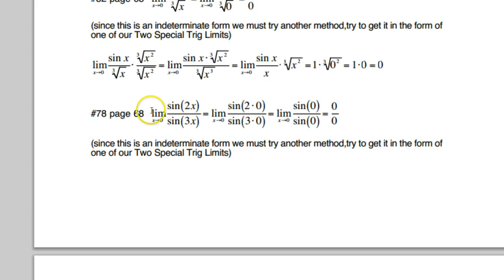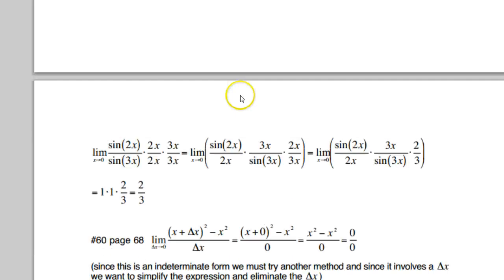Alright, so now if I did sine of 2x over sine of 3x, and I'm finding the limit as x approaches 0 of this one, I plug in 0 and I get 0 over 0, so that's not good. So what I do is I multiply the top and bottom by 2x. Now what I get, 2x and 3x, I'm multiplying top and bottom by 6x. So all of a sudden, this becomes two different types of sine functions.